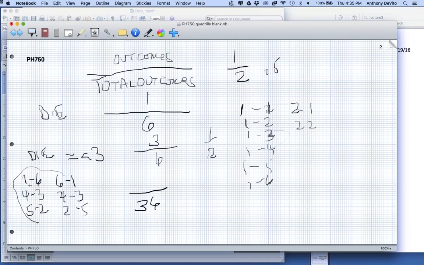You have 6 different ways that you can make 7. That's because you have so many ways to make 7 with the 2 dice. And they don't know what the other one's doing, so they're independent of one another.